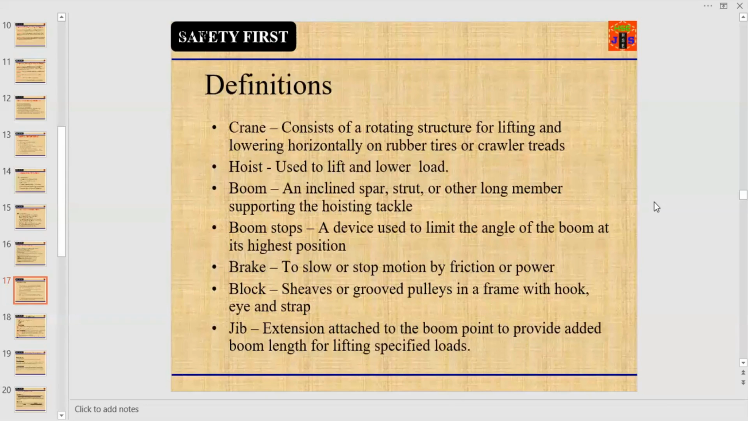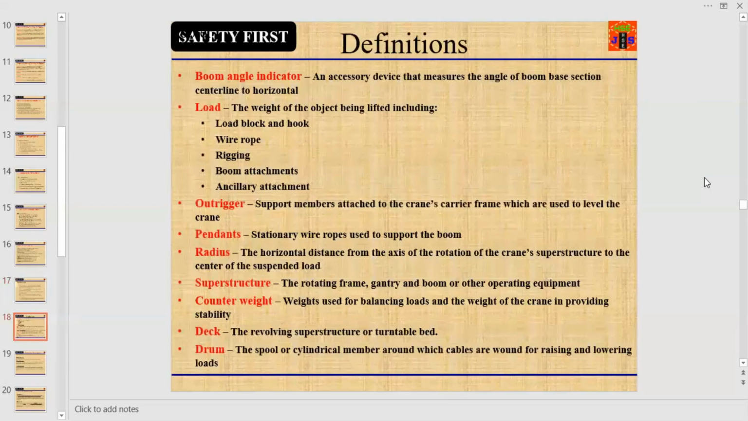What is the meaning of block in lifting safety? Block sheaves are grooved pulleys in a frame with hook, eye and strap. What is a jib? An extension attached to the boom point to provide added boom length for lifting specified loads. What is a boom angle indicator? An accessory device that measures the angle of the boom base section, center line to horizontal.